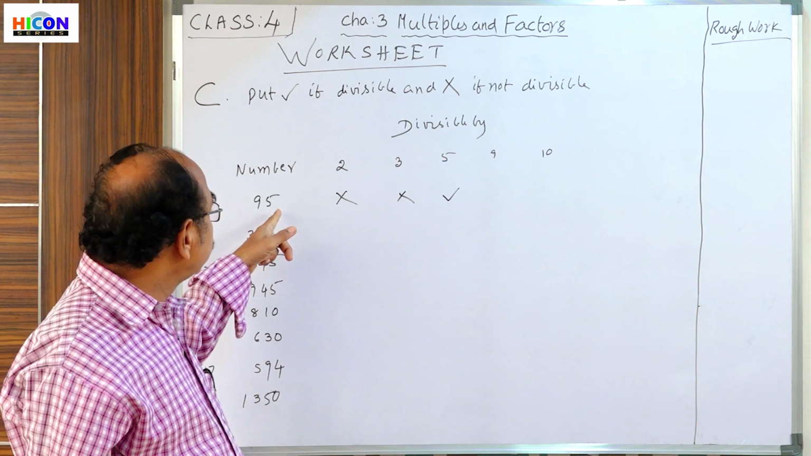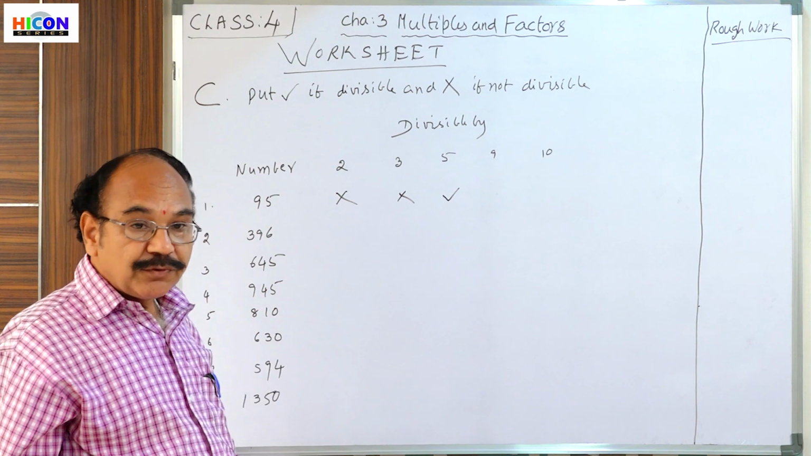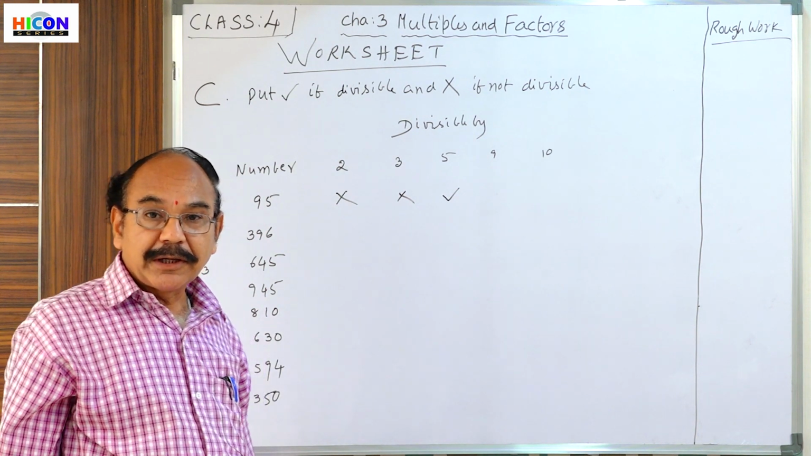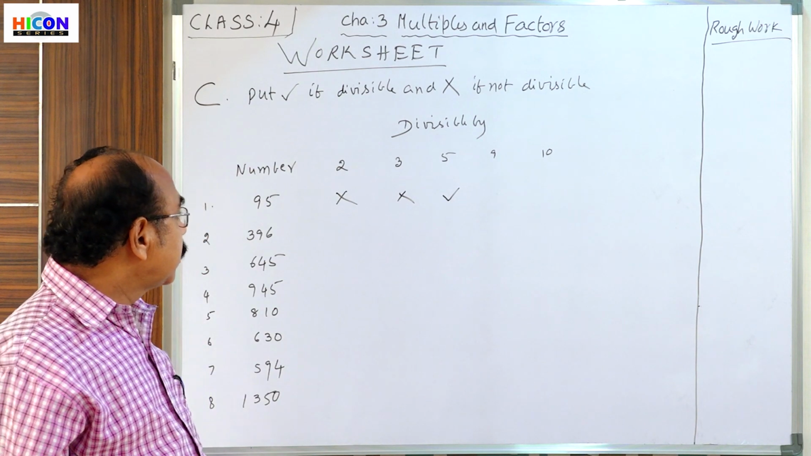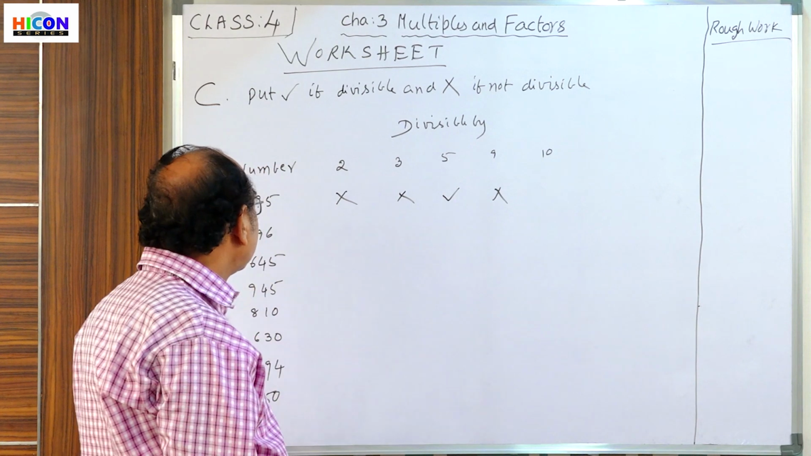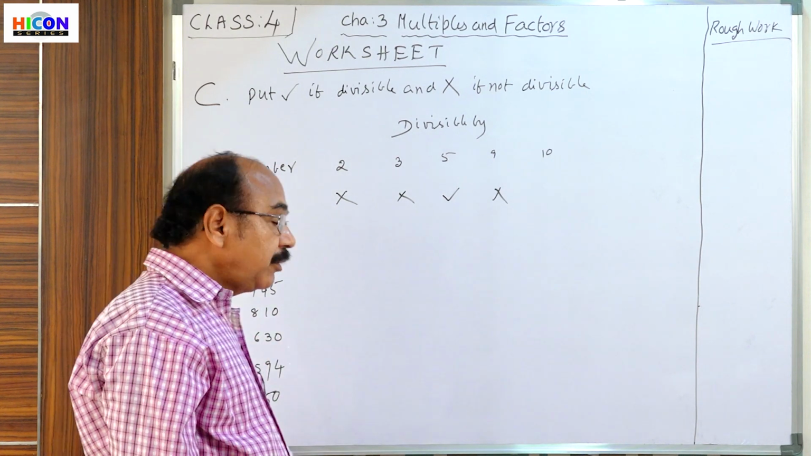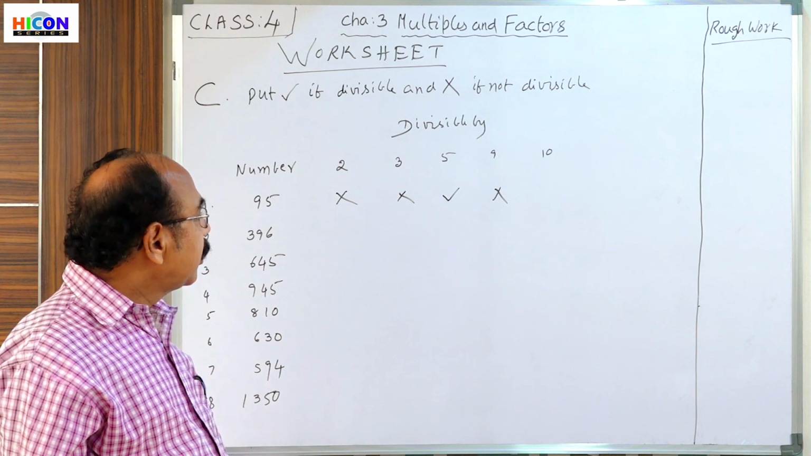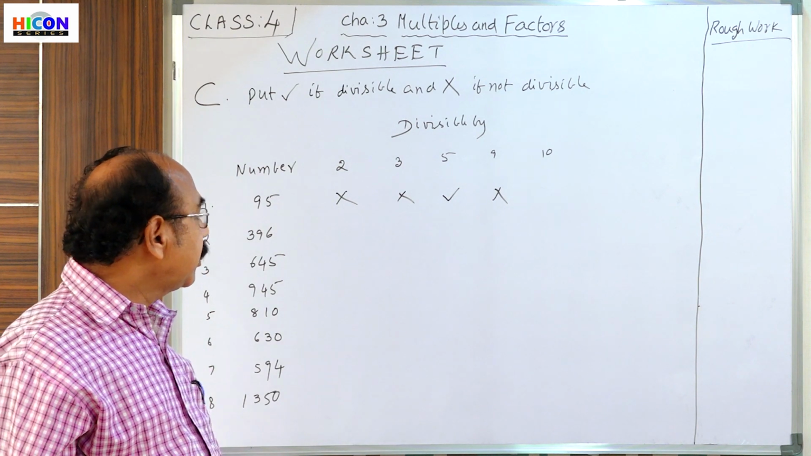9 plus 5 is how much? 14. Is 14 divisible by 9? 14 is not divisible by 9. That's why we keep a cross mark here. That means 95 is not divisible by 9.